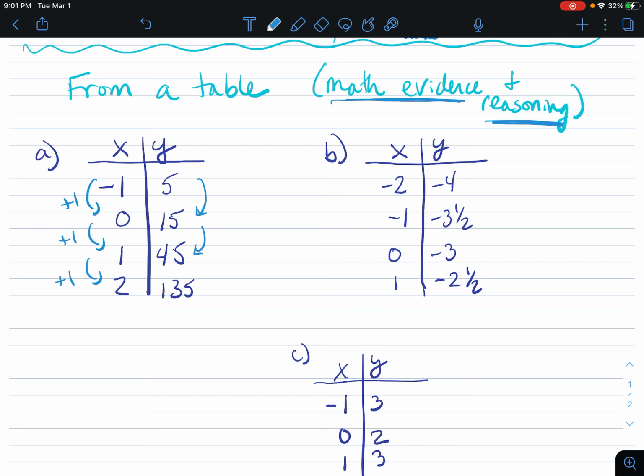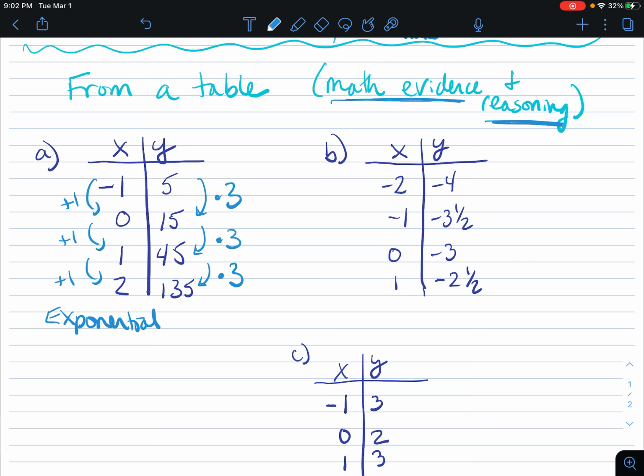Is there a common multiplier? 5 times what is 15? That's 3. Now let's see, does this hold true? 15 times 3, that's 45. Perfect. Now we want to test this one out, and in fact that is also times 3. This is our math evidence. So we would say exponential.